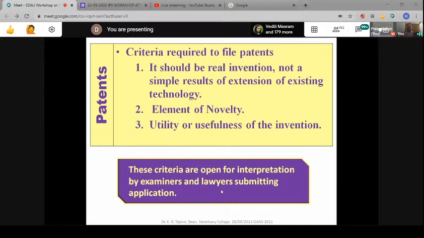Now let me discuss one important thing. You can patent anything. It is not necessary that for making a patent you need very high-fi research and technology. You can patent even your shirt button, a syringe, or a needle. But it should comply with three important criteria. It should have novelty, something new. It must have some commercial or public usefulness. And most important, it should be a real invention, not a simple extension of existing technology. If anything fulfills these three criteria, then you can patent it.